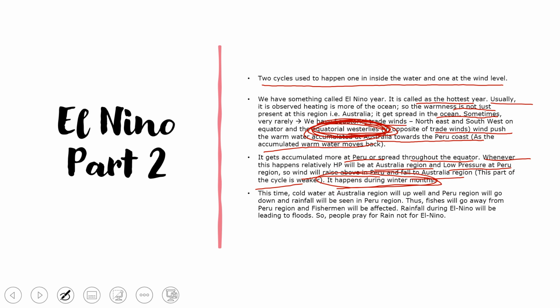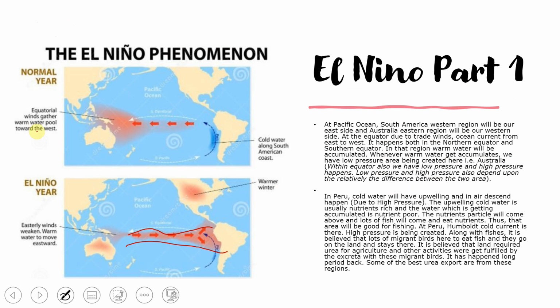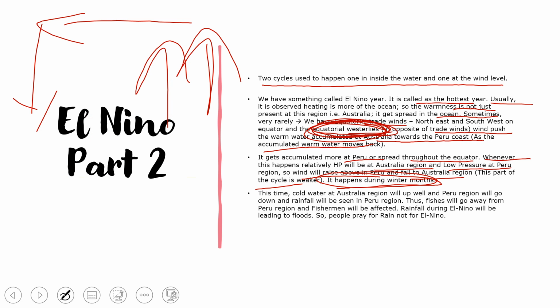What is it saying? I have explained it here. When the wind rises above, it will hit the troposphere, go to the high pressure zone and fall down. The same thing is mentioned here: when the Peru region gets heated, the air will fall in the Australia region. So it will come down, now falling in the Australia region. So this part of the cycle is actually weaker, not much stronger. It happens during winter months.